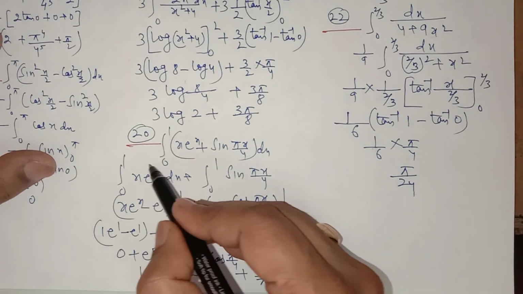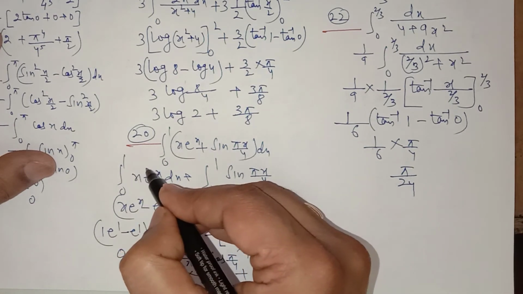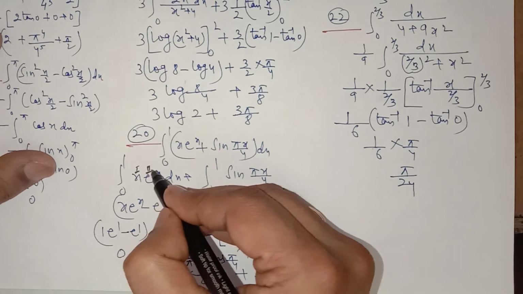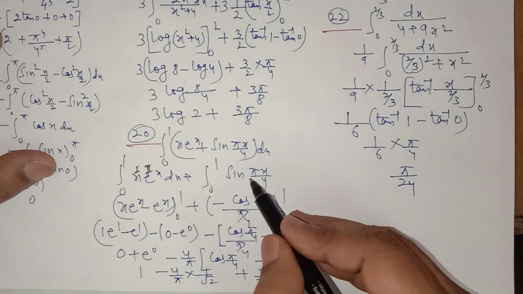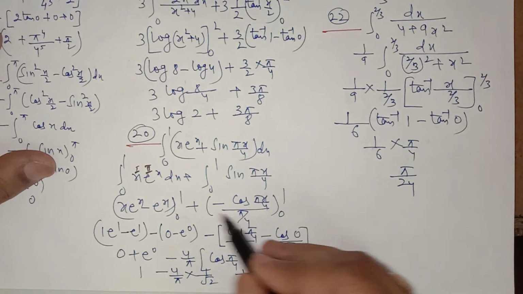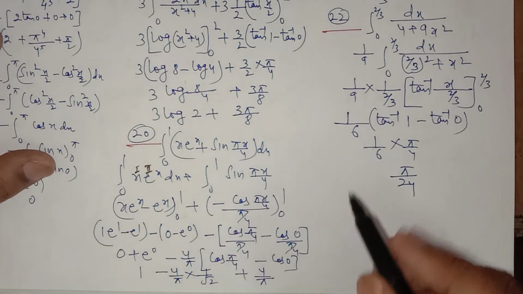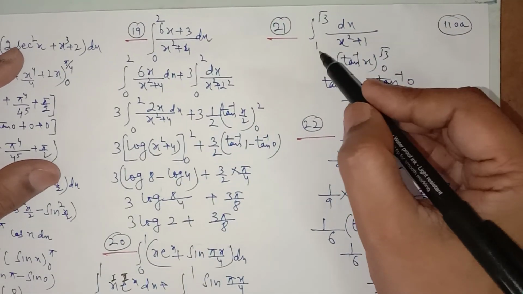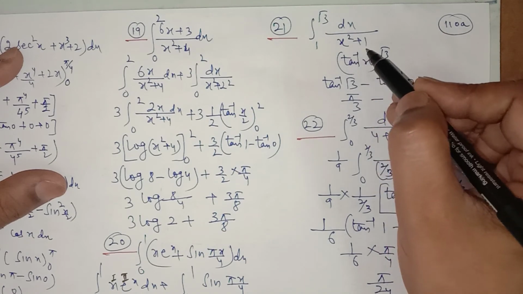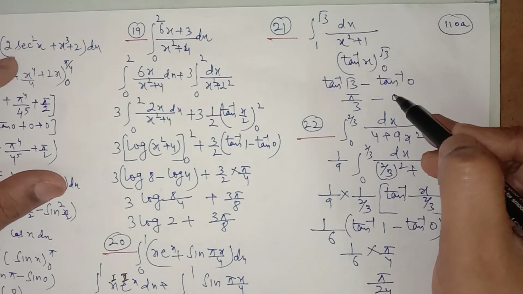Now x e to the power x you can integrate by using integration by parts, by taking this as the first function and this as the second function. So the integral of x e to the power x is this, the integral of sin pi x upon 4 is this, and use the upper limit, lower limit, and simplify and take your own time to do the calculation. Question number 21 is 1 to root 3 dx upon x square plus 1, which is the integral of tan inverse x, and upper limit minus lower limit.